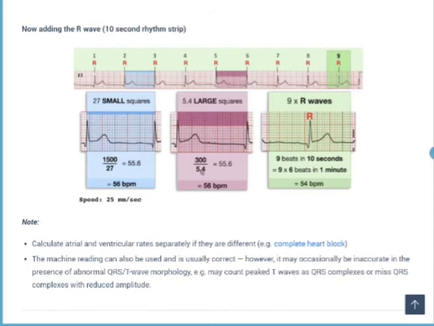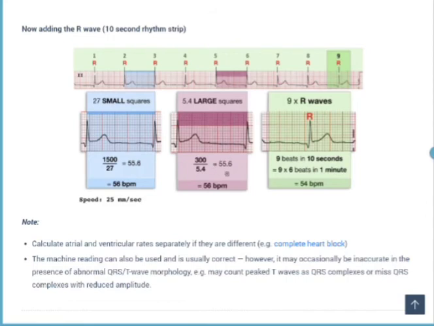Like 1, 2, 3, 4, 5, and because a large box has 5 small boxes, 2 small boxes would mean it is 0.4, or approximately 40% of one large box. One small square represents 20% of one large square. So that is how 5.4 came, in case you didn't understand. So 300 divided by 5.4 gives 55.6 beats per minute.